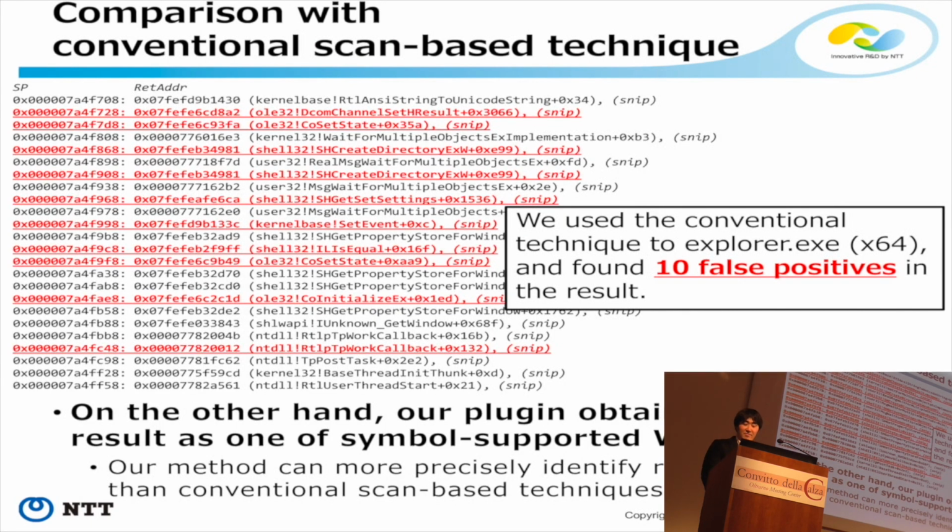Lastly, I'll introduce the comparison with the conventional scan-based technique. We just used the conventional technique on Explorer, and we found 10 false positives in the result like this. Red entries are false positives. On the other hand, our plugin obtained the same result as the symbol-supported WinDbg. So our method can more precisely identify return addresses than conventional scan-based techniques.